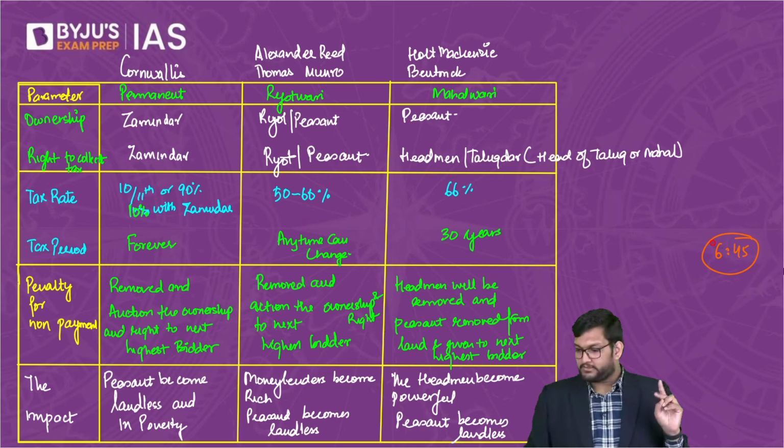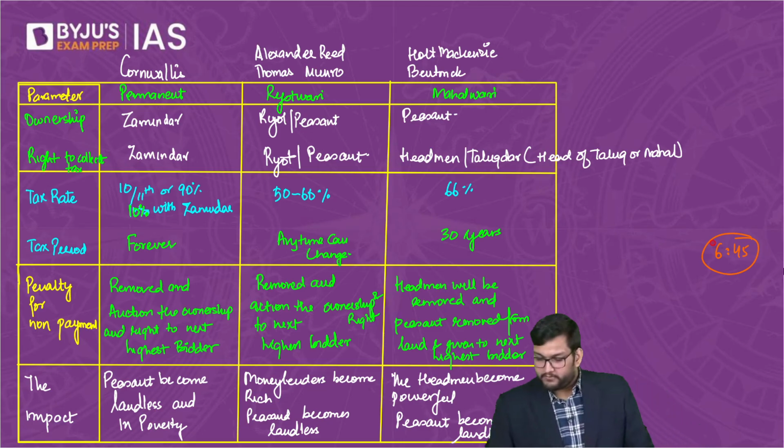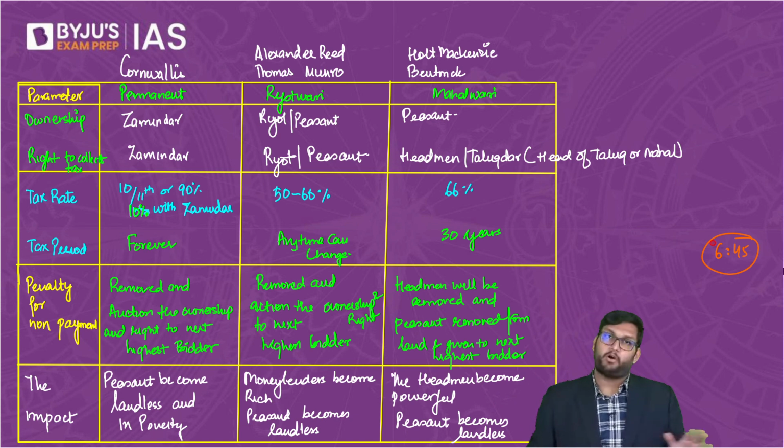Come on, 6:45. Vijay, you're writing years rather than years. You want the years in this. See, don't add the years. This is the order in which they were introduced: Permanent, Ryotwari, Mahalwari. If you add the years, it will become a little bit more confusing because they're very close to each other. Okay. 50 to 60% of the total produce of land.